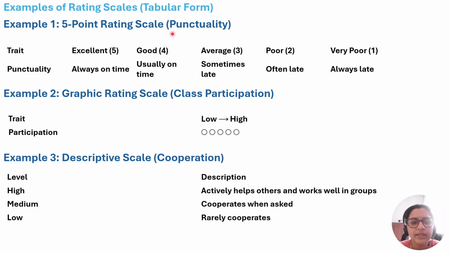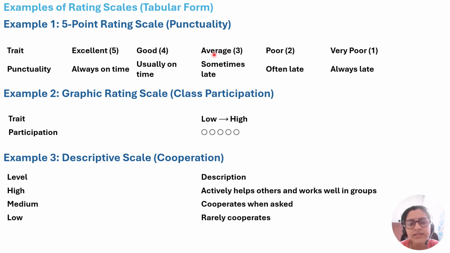In this first example, this is a 5-point rating scale. We are trying to see how punctual the students are. What is the trait? The trait is punctuality. So these are the numbers that are given: 5, 4, 3, 2, 1. 5 means excellent. That means always the student is on time. Good is given 4. That is usually on time. Sometimes he is late.